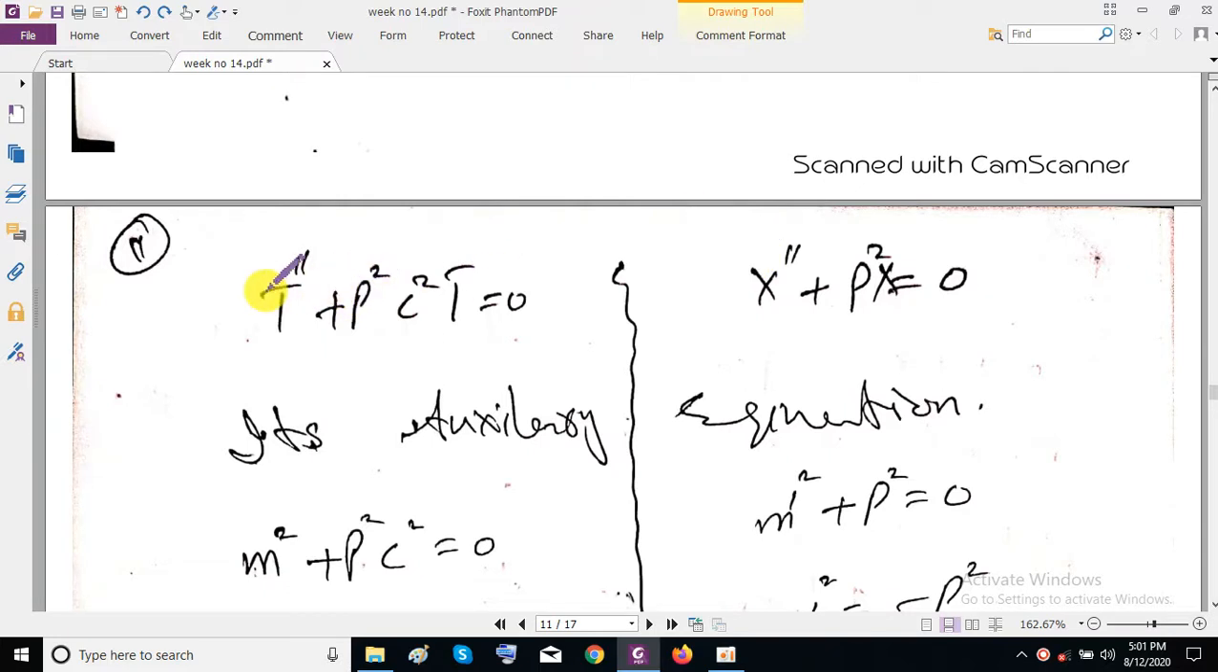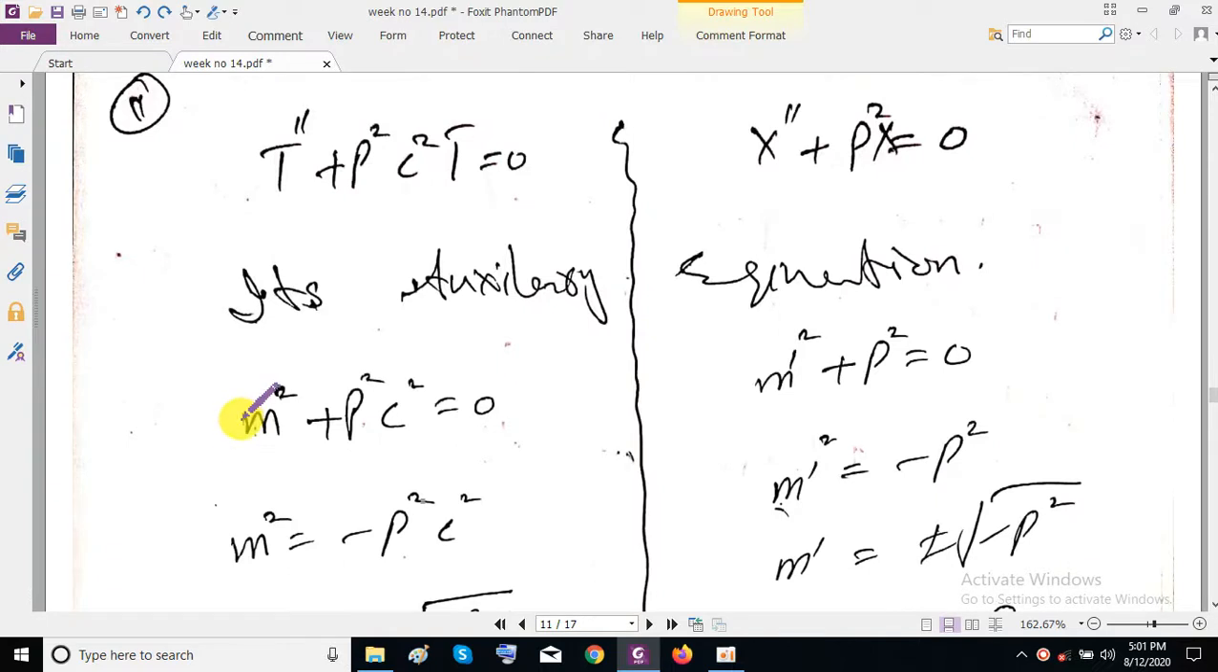So this denotes d square T divided by dt square. How to solve this equation? By again taking the auxiliary equation. The auxiliary equation of this is m square plus p square c square, and the auxiliary equation of this equation will be m dash square plus p square equal to 0. And m dash, again I tell you here, is just to differentiate with this m. You can also take m1 or ma or m0, this is your choice. This is just a label.